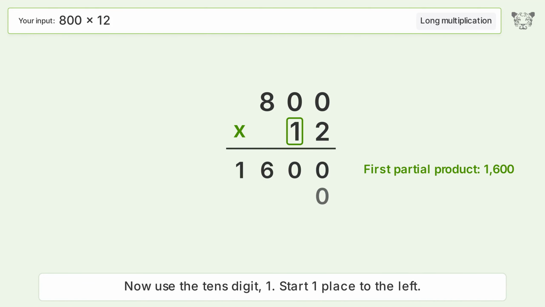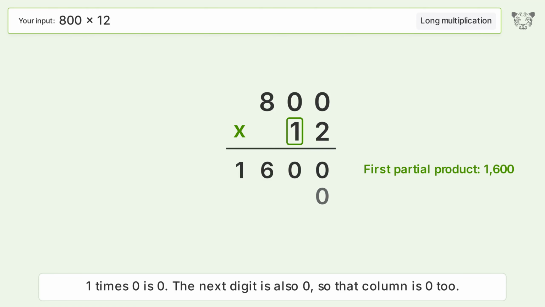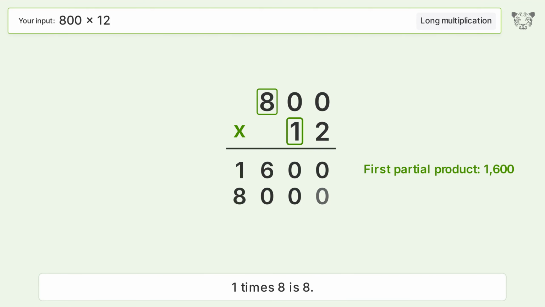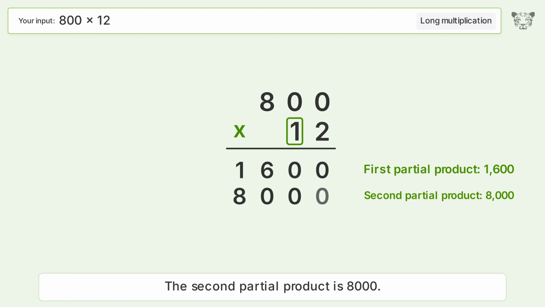Now use the tens digit, 1. Start one place to the left. 1 times 0 is 0. The next digit is also 0, so that column is 0 too. 1 times 8 is 8. The second partial product is 8000.